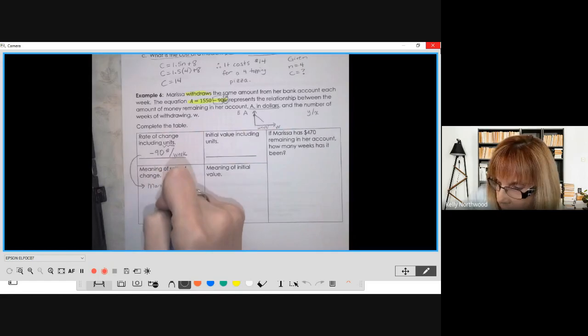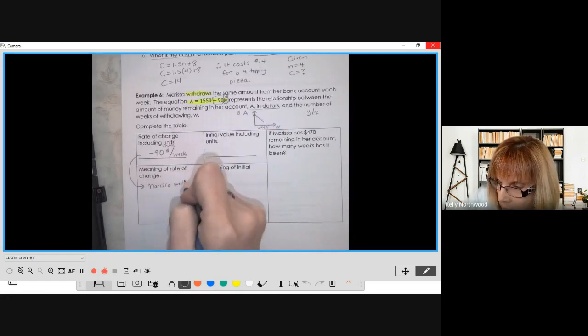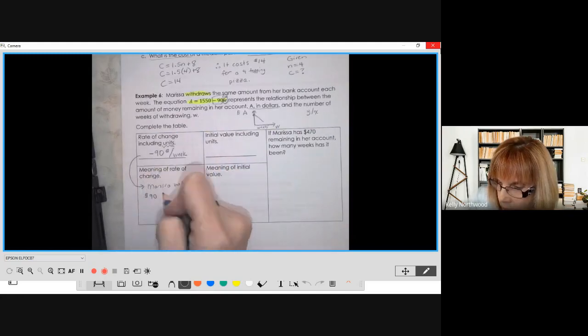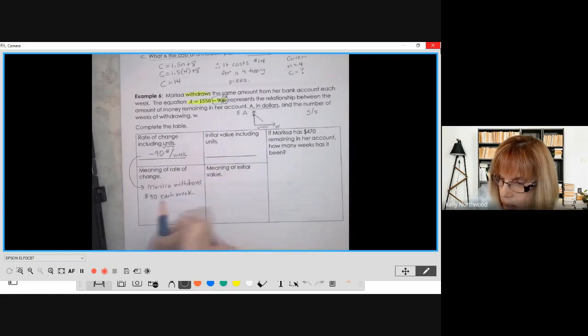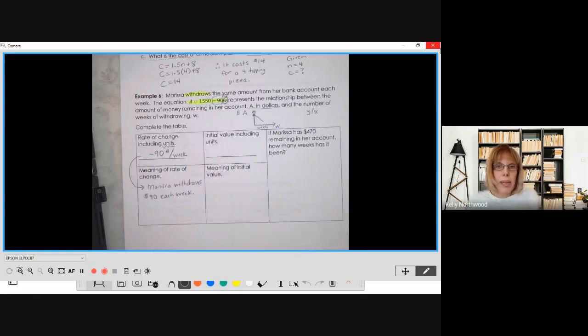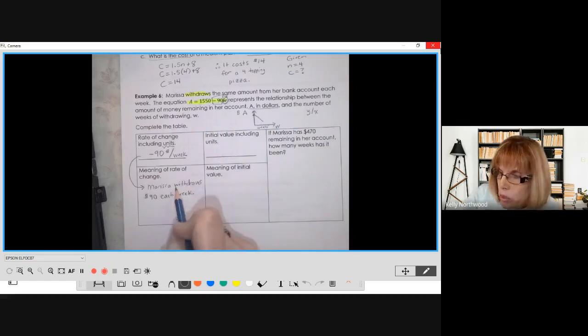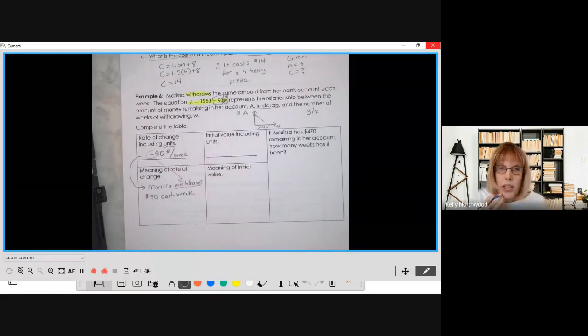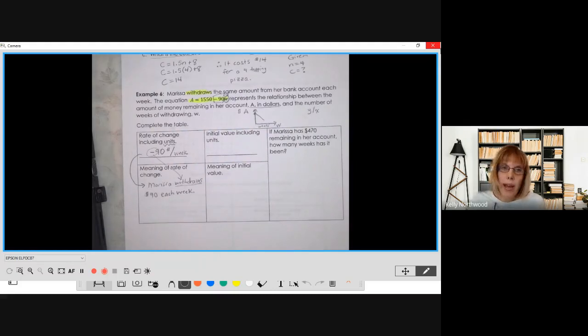Marissa withdraws $90 each week. So once you've got units on, it's easier to write down the meaning. And our word withdraws is what's accounting for the negative sign. Okay, you could do takes out, takes $90 out of the account each week would also be a good statement. But it has to show that you understand why it's negative.